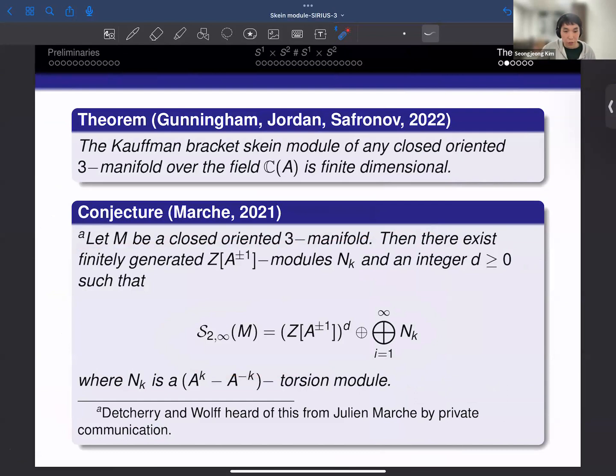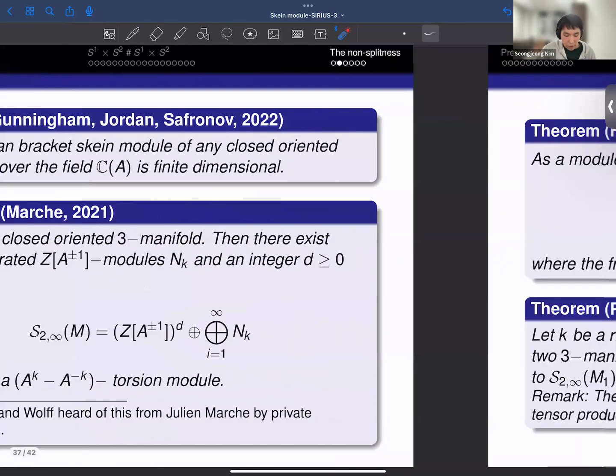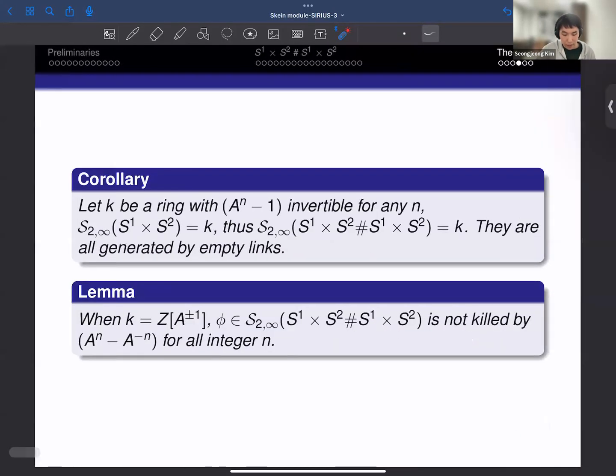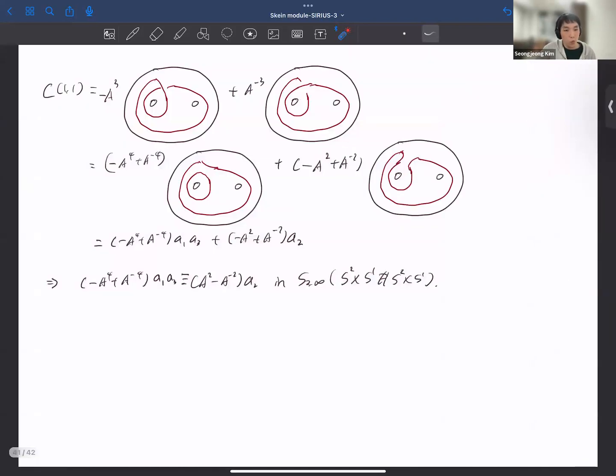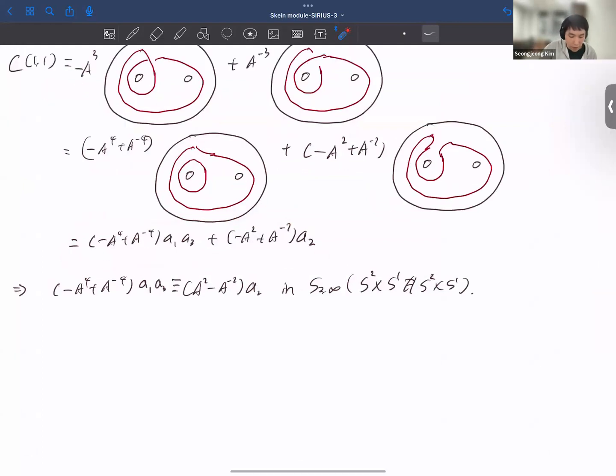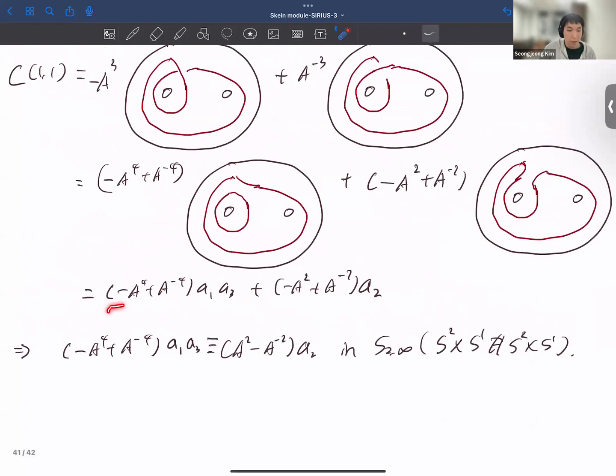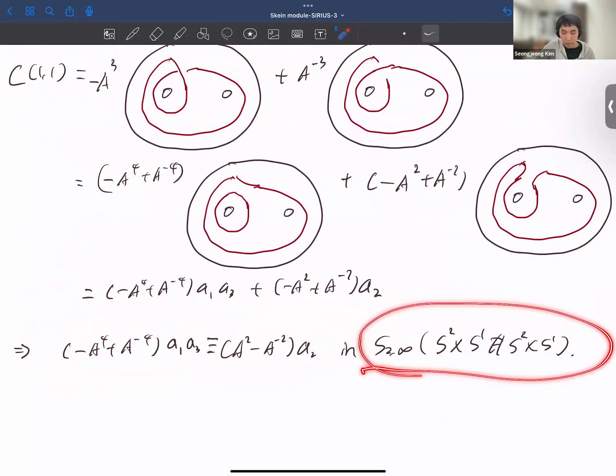So we wanted such a decomposition, but we can show that it is not possible. We cannot decompose the KBSM of these three manifolds in such a good looking way, because roughly speaking, from C11, we get such a relation: minus a to the 4 plus a to the minus 4, a1, a2, a3 plus this one. It means this one and this one are the same in this KBSM.